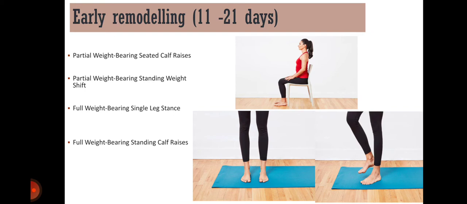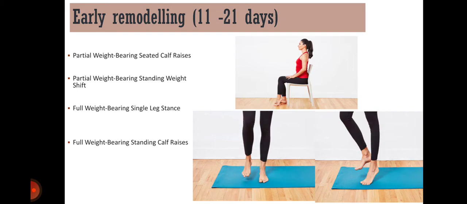Some more exercises to be included in this phase are partial weight bearing seated calf raises. Ask the patient to sit in a chair with the injured foot on the floor as seen in the first diagram. Lift your heel as far as possible while keeping your toes on the floor. Return heel to the floor.